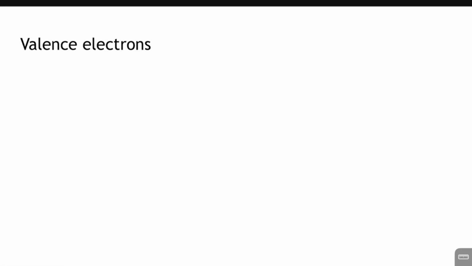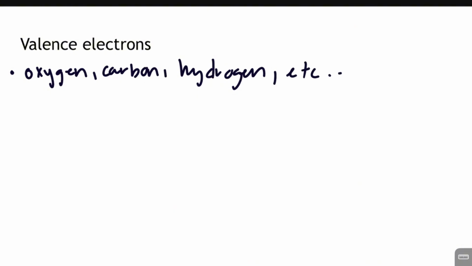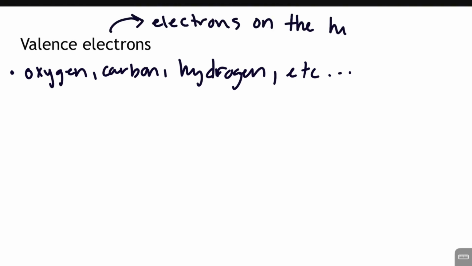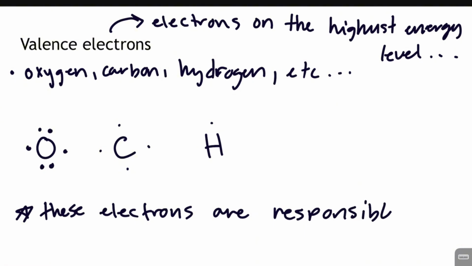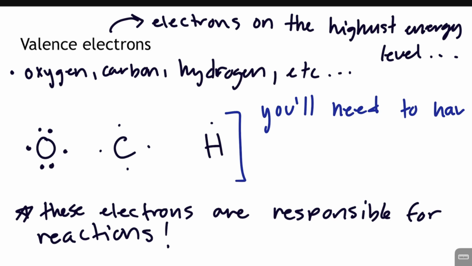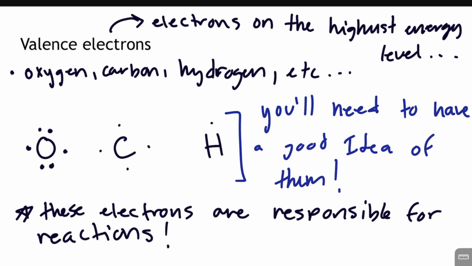So one of the more basic concepts that we need to go over is valence electrons. If you think of any element, such as oxygen, carbon, hydrogen, you'll know that each one has a specific number of valence electrons. Valence electrons are the electrons on the highest energy level, and they're the ones that do all the reacting. So we know that oxygen has 6 electrons, carbon has 4, and hydrogen has 1. And like I said before, these are the most important ones because they do all of the reacting. They are responsible for reactions. That's why you want to have a good idea of which elements have how many valence electrons.